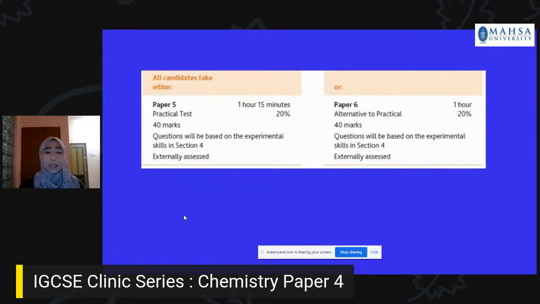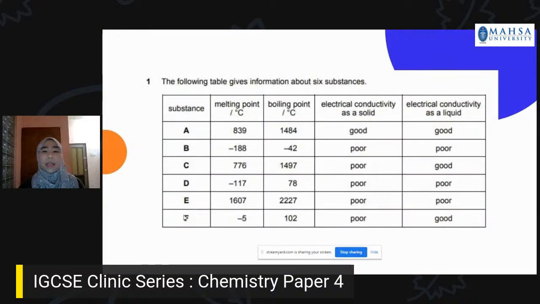Okay, so let's go to the questions. This is the one that I took from the focus questions. This is coming from paper 4. For the first question, we have a table that gives information about 6 substances, substance A until substance F. They mention the melting point as well as the boiling point, and electrical conductivity as solid and liquid.